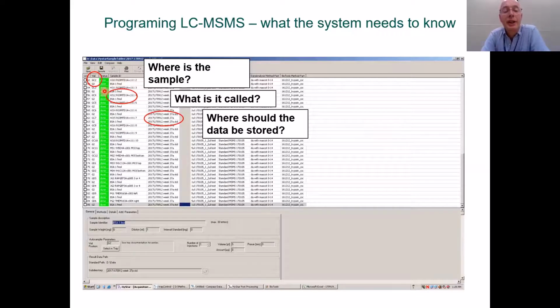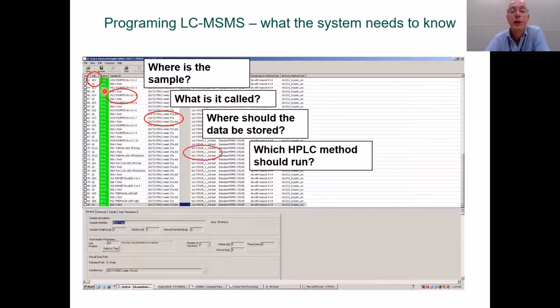It then needs to know it's going to generate data. The data files are quite large, and we need to tell the instrument where that data is going to be stored. And this is not really a trivial thing, because in mass spectrometry you can generate hundreds, thousands, or in our case, hundreds of thousands of files. Where you store it matters, and how you store it matters, so that you can retrieve historical data. If you can't retrieve it, there's no point saving it.